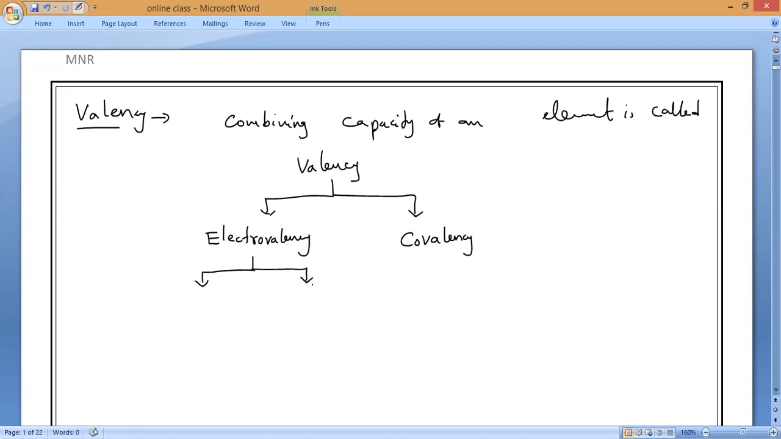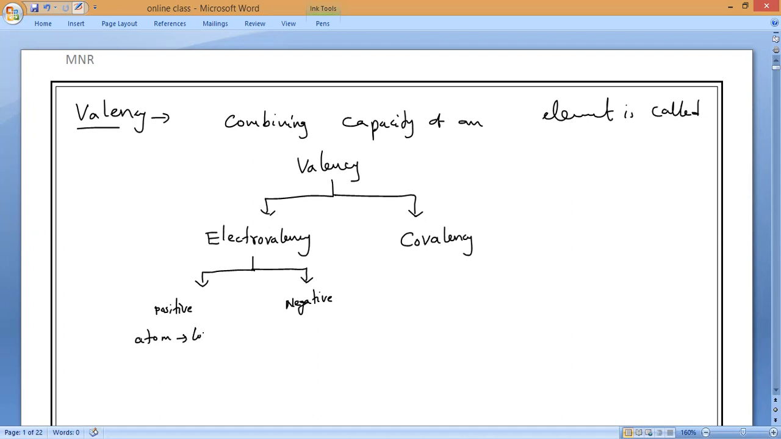Now, this electrovalency is again of two types. Electrovalency is again two types. What is that? Positive electrovalency and another one is negative electrovalency.